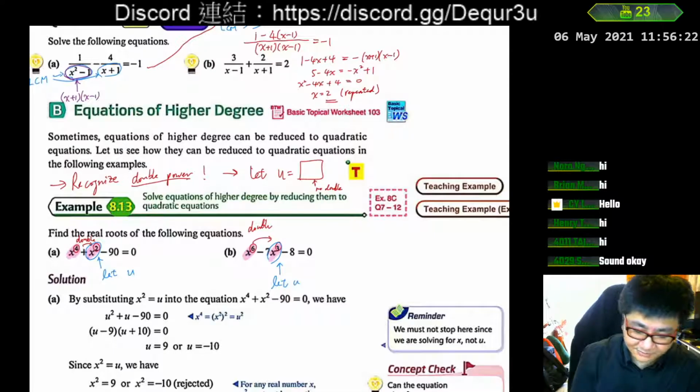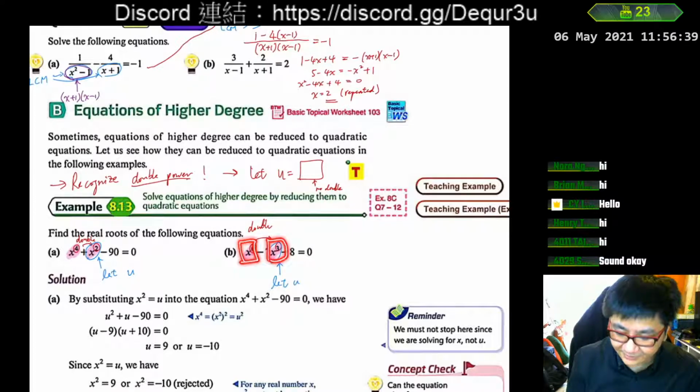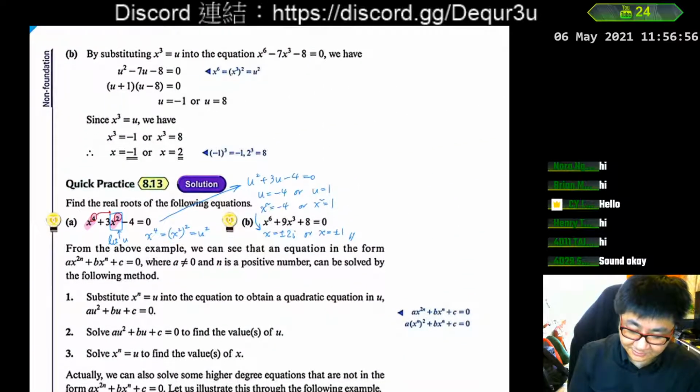to a quadratic equation by putting the single power to u, let u be the single power. Then since it is a double power, it will be the square of u. Same for part B here. We see power 6 and power 3, and then power 3 is the single power and power 6 is the double power. So if we can recognize the double power, then let u be the single power and the other double power will be u squared. And we also did a quick example in here.